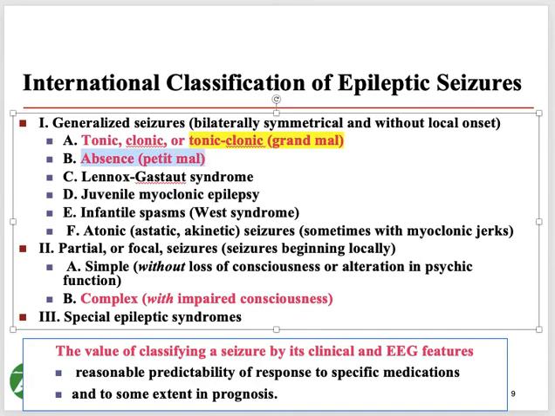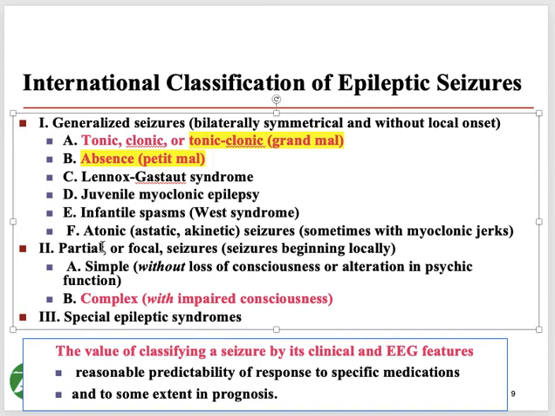So in many of the books, they still use the same type of terms. So generalized seizures can be grand mal, can be petit mal, can be myoclonic, can be clonic, can be tonic, can be atonic. So all this one. There is juvenile myoclonic epilepsy. There is Lennox-Gastaut syndrome. This Lennox-Gastaut syndrome, I will see if we'll discuss in this one, but in pediatrics for sure we are going to discuss.